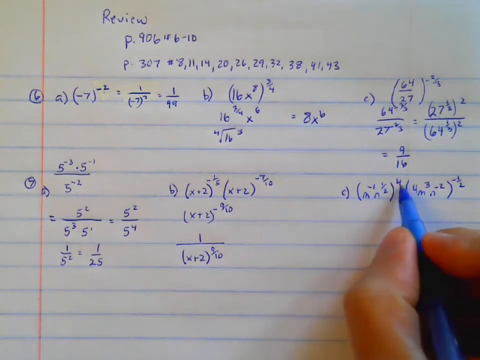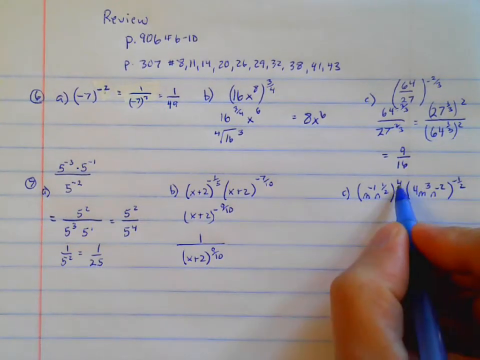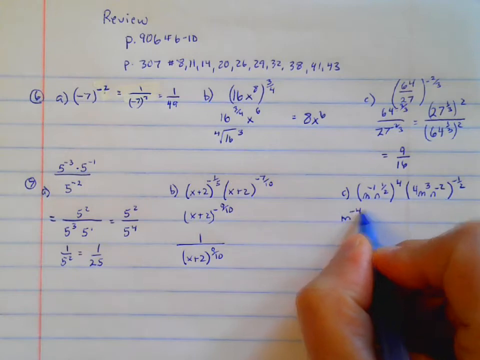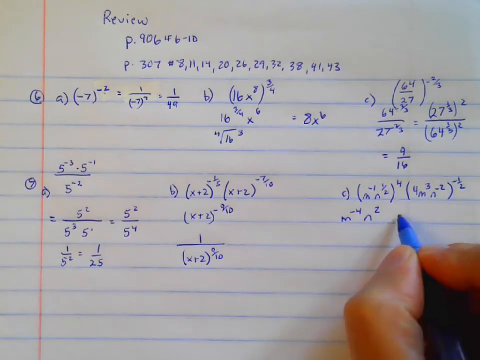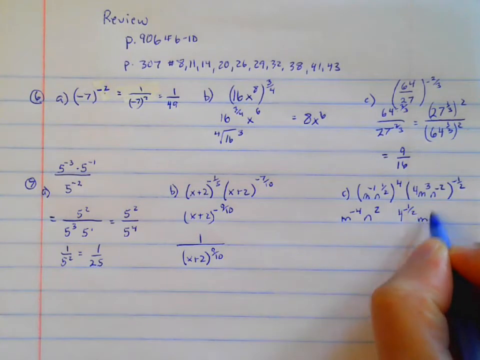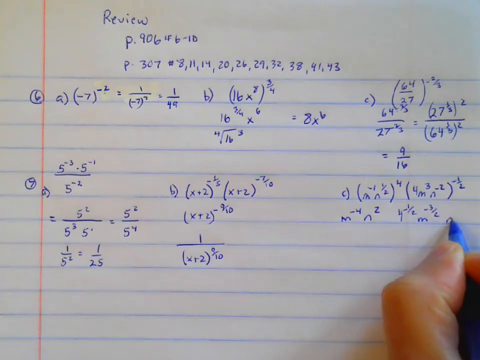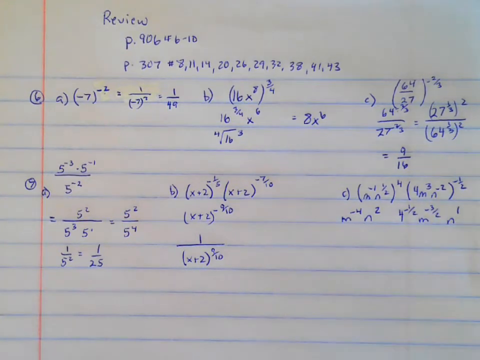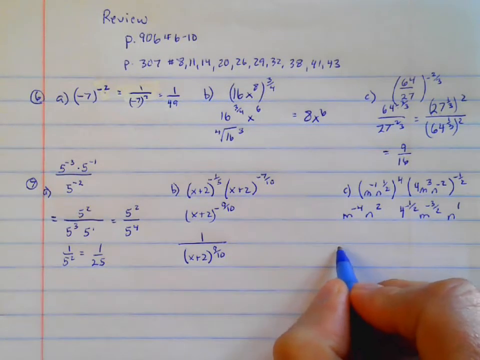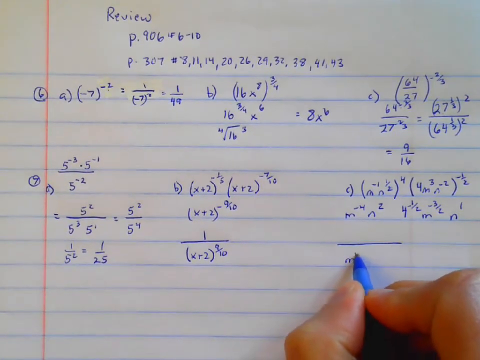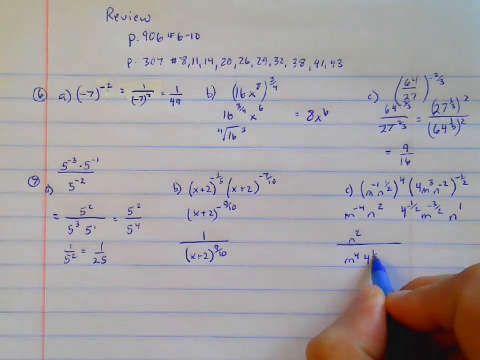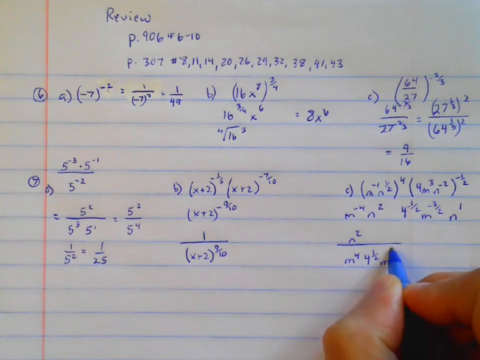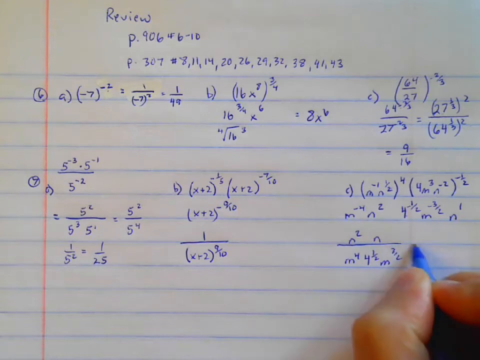This one, I like to take these through first. So this would be m to the negative 4, n to the exponent to exponent, you multiply, so 2. And then we'd have 4 to the negative 1/2, m to the negative 3/2, n to the first. I then like to get rid of the negative exponents, so I'm going to move that to the bottom. That stays on the top. This moves to the bottom. This moves to the bottom. And that stays on the top.